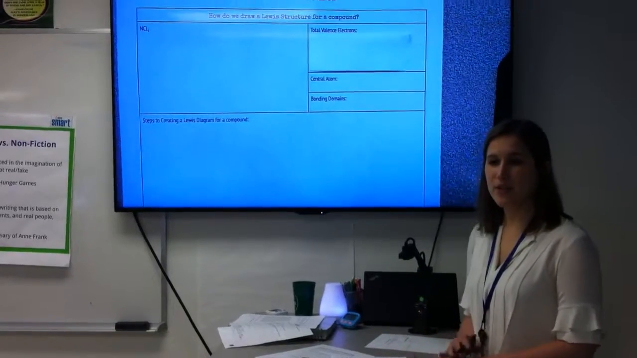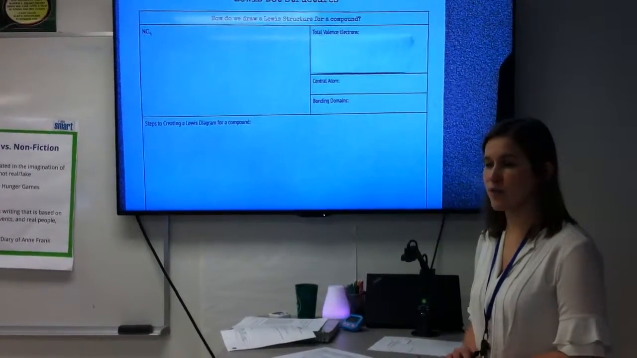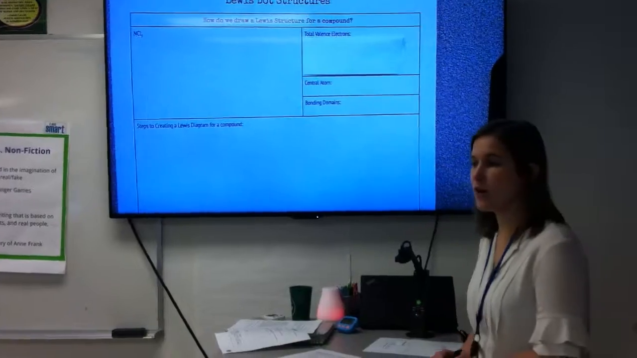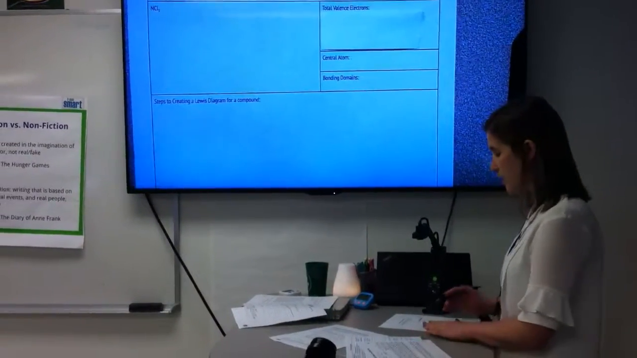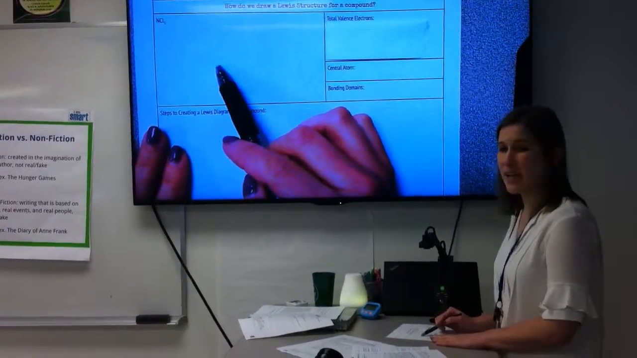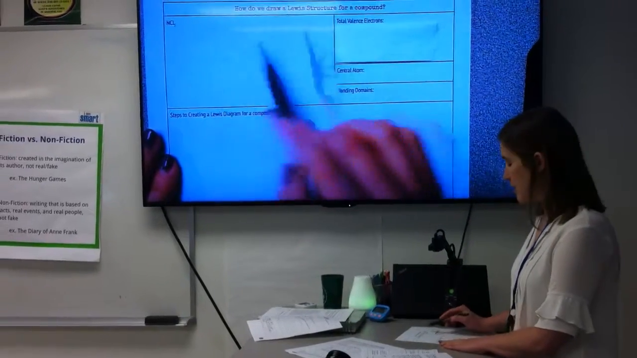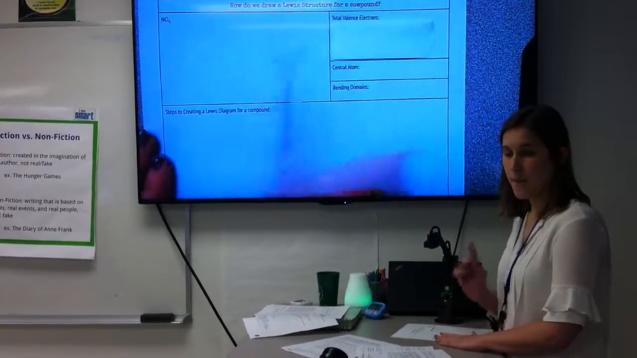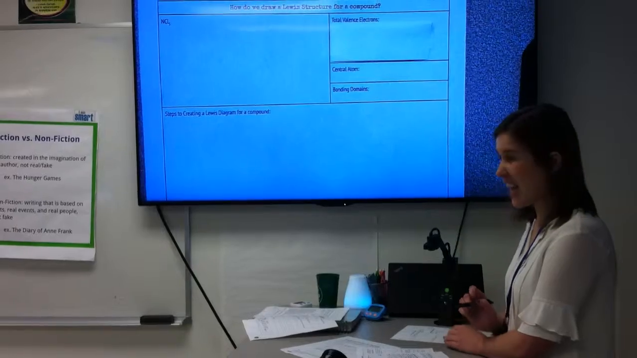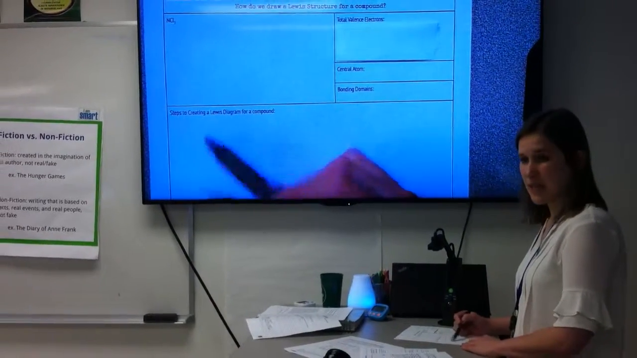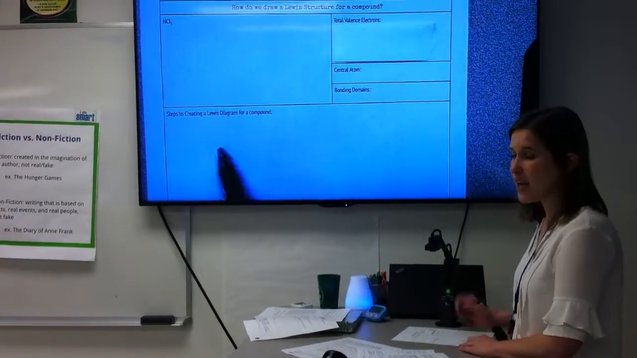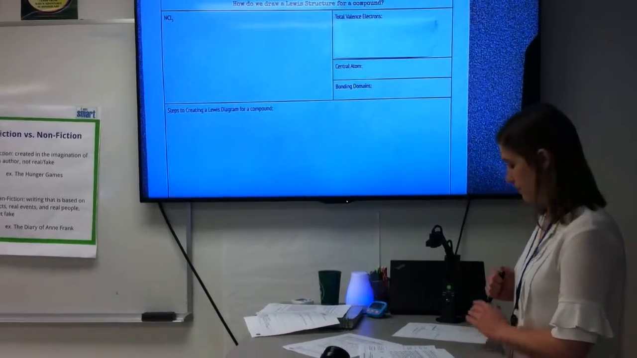Okay, ladies and gentlemen, yesterday we made Lewis dot structures for single elements. Today we're going to make them for compounds. First, I'm going to model for you. What I need you to do at a level 0 is make your paper match the board. But at the end, I'm going to ask you, what are the thinking steps that I took? So be prepared and be thinking to answer that too.